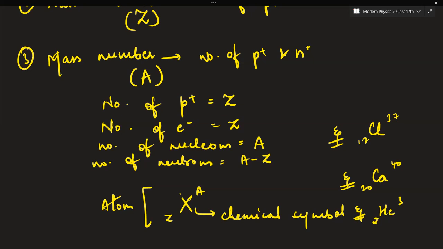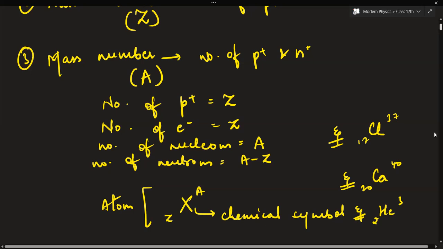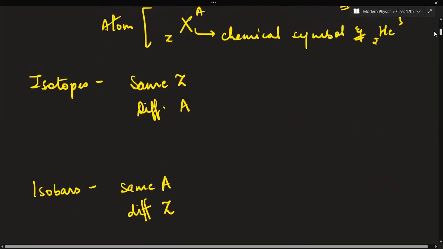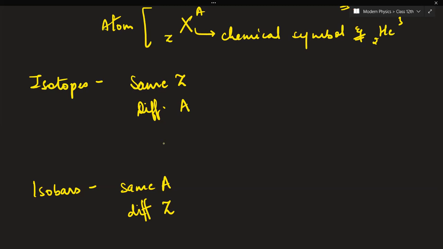Now, some terms are there: isotopes, isobars, isotones, isomers. These are part of chemistry, and you study this in detail there, but let us also see this in physics. See, isotopes means Z will be the same. Atomic number will remain the same, but you will have different mass numbers.